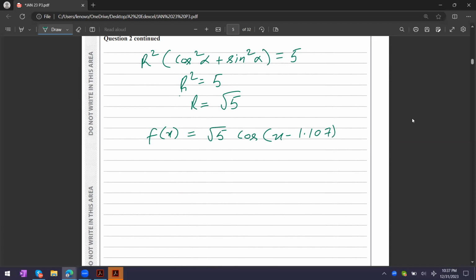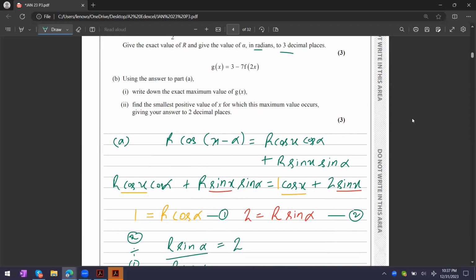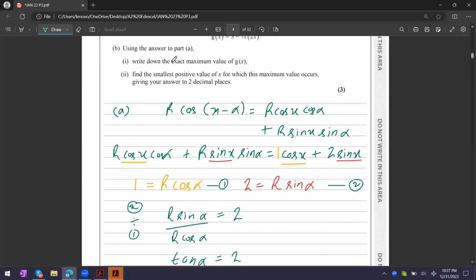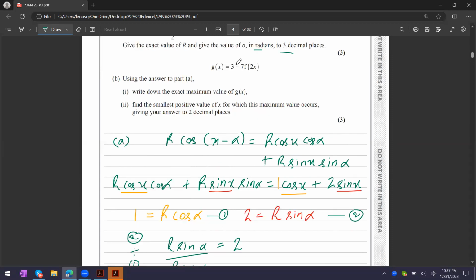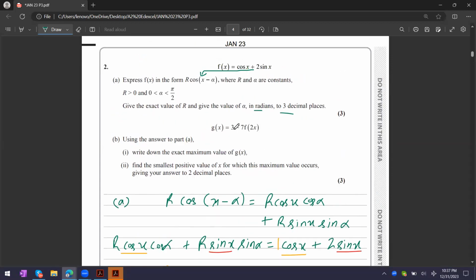Moving to part B, using your answer to part A, write down the exact maximum value of g of x. G of x is a transform function of f of x. So a little tricky point, but important one. Okay, let's start this one.